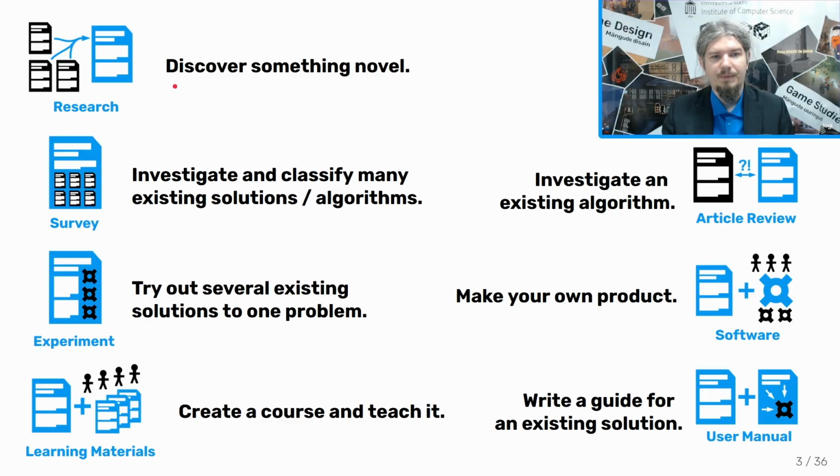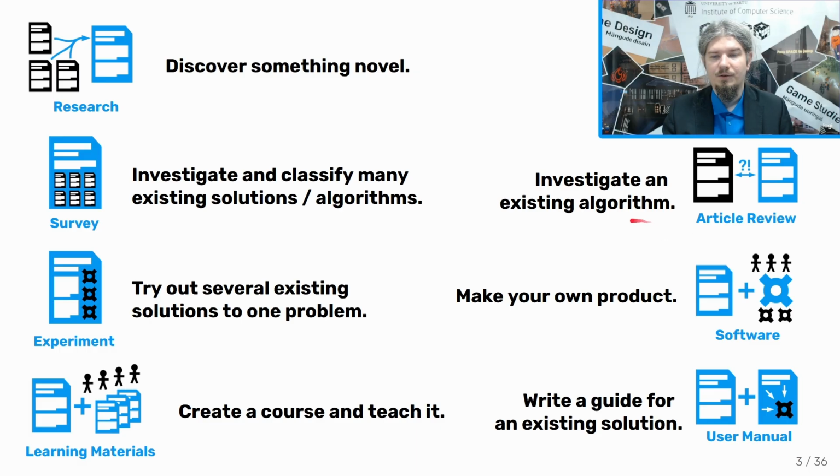In the research type, you discover something novel. In the survey type, you investigate and classify many existing solutions and algorithms. In the experiment type, you try out several existing solutions to one problem. In the learning materials type, you create learning materials for a course and you teach it.